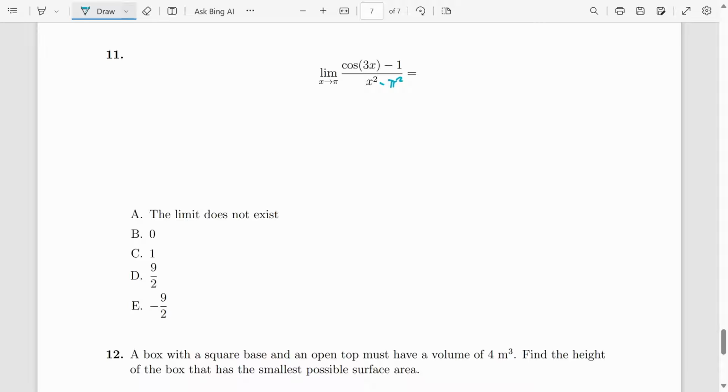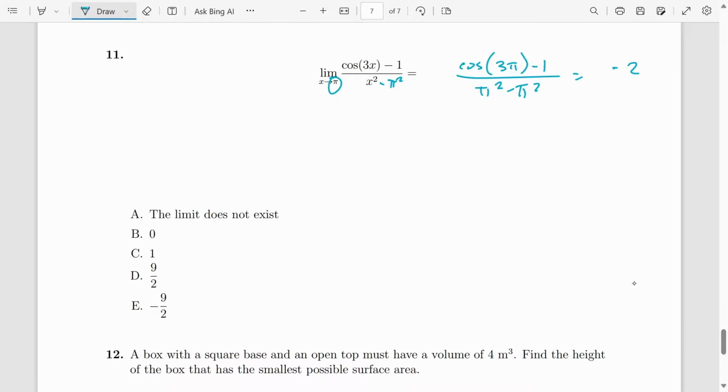But anyways, I think this is just going to be a L'Hopital's rule problem, especially because this is a fraction, and usually these fractional limits are L'Hopital's rule ready. So just to show that, if we go ahead and plug in pi, we'll get cosine of 3 pi minus 1 all over pi squared minus pi squared. On the top, cosine of 3 pi is the same as cosine of pi, and cosine of pi is -1, which is -1 minus 1, which is -2.